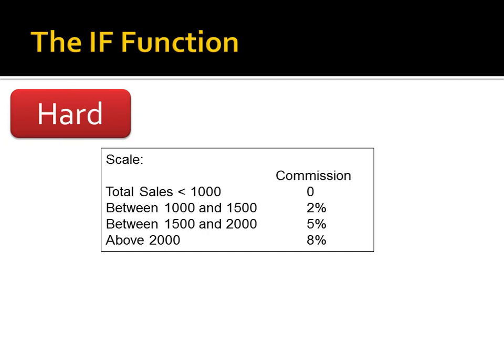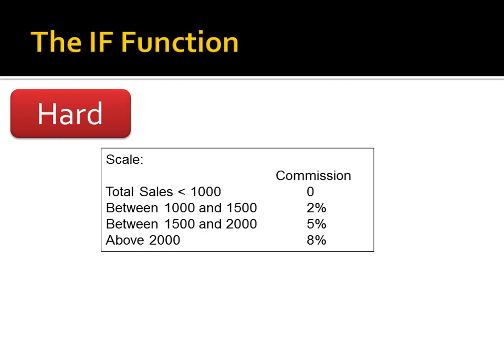There's hard ones. This example here shows that I have a scale, and it all depends upon what they make as to how much they get. It's not just, oh, you get 8% if you made the goal and 2% if you don't. It's basically how much money do I make? Did I make under 1,000? Did I make between 1,000 to 1,500? How much sales did I make? Because that determines how much commission I get.